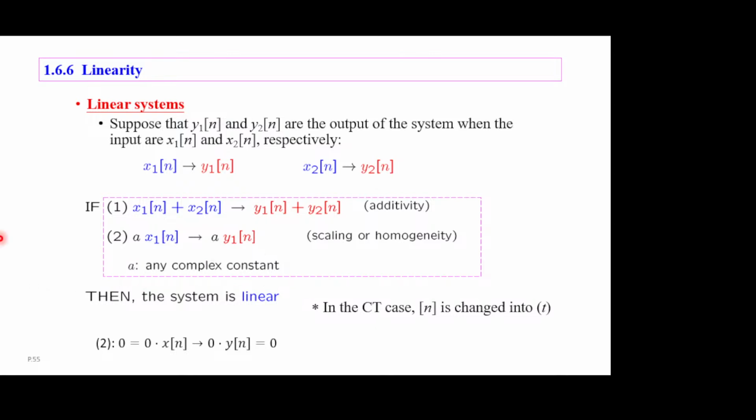Okay. So a system that satisfies those two properties is called linear. And it's actually a little important that this a is a complex number here, as we will see in an example very soon. Okay. Any question about the definition?